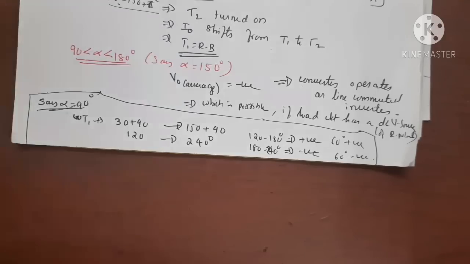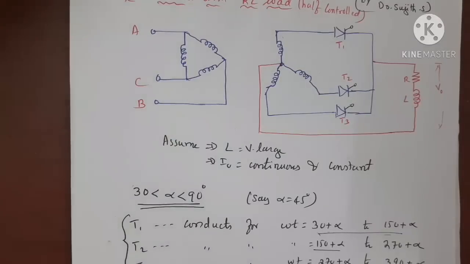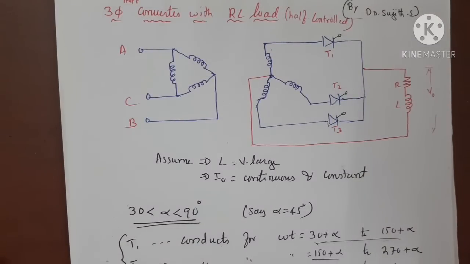So this is how an RL load behaves, and these are the waveforms of the half controlled circuit for RL load.